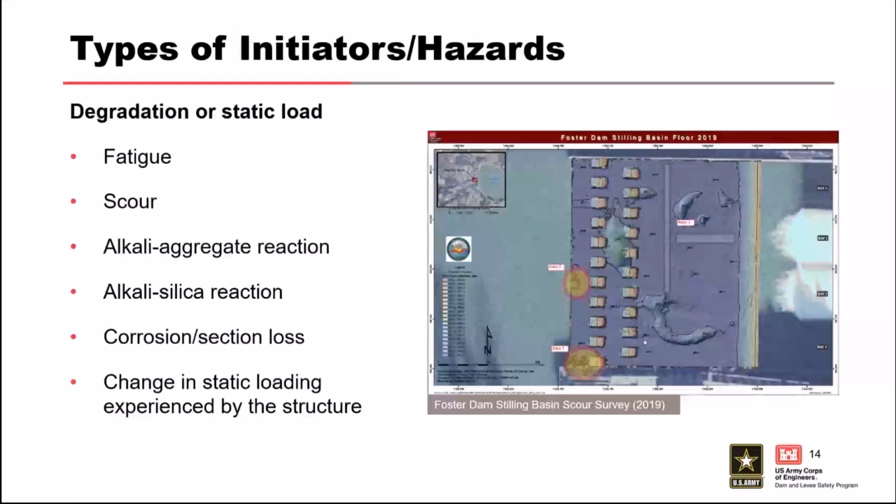And then our final type of initiator or hazard is a change in static loading. This refers to any change in static loading that's experienced by the structure, such as additional load at the crest of an embankment due to construction activities, or replacement of spillway bridges or gates with heavier structures than were originally there. And just as with degradation, changes in static load can cause failure of a structure during routine operating load, or it can be, again, a contributing factor alongside a hydrologic or a seismic hazard.